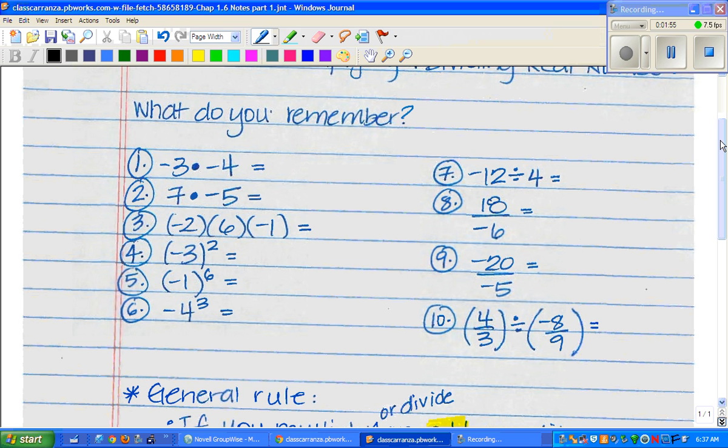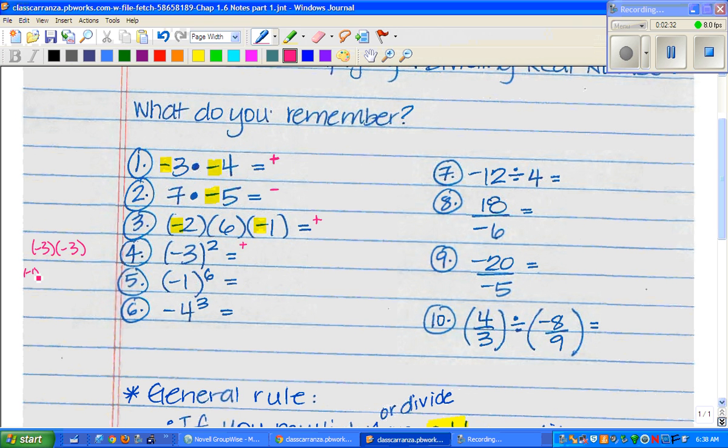All right, number 1. Let's flip through all of these real quick and find out if they're going to be positive or negative. So we got 2 negatives. That means our answer is going to be positive. Number 2, we only have 1 negative. For 3, it's going to be positive. For 4, remember that's -3 times -3.